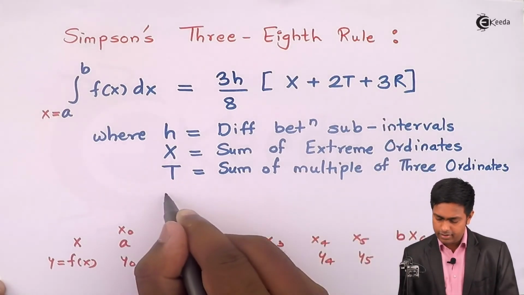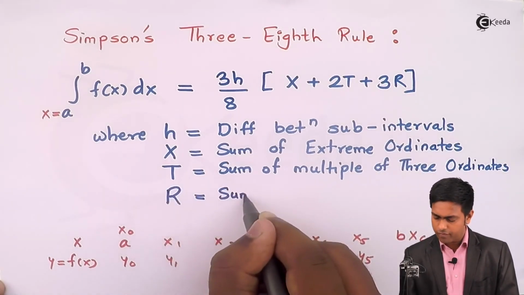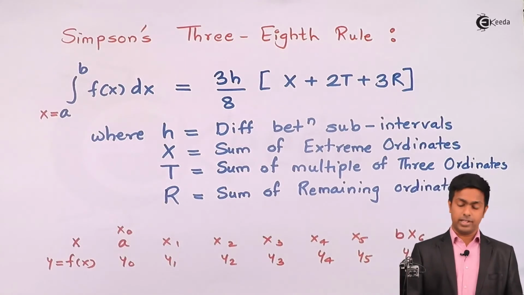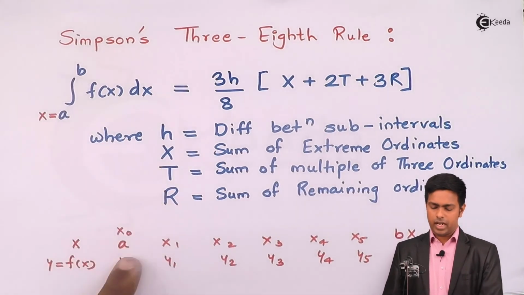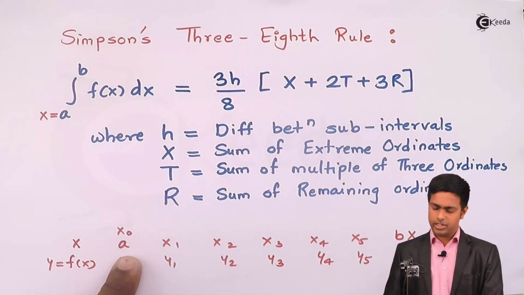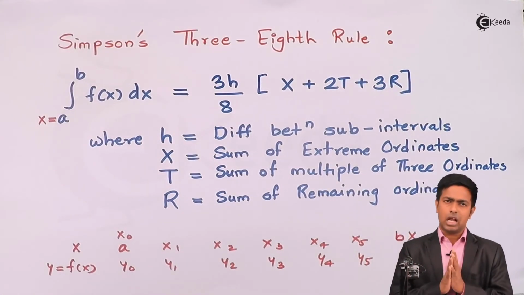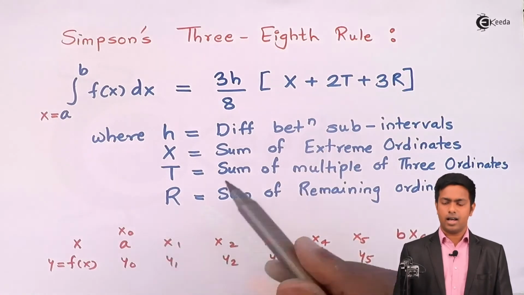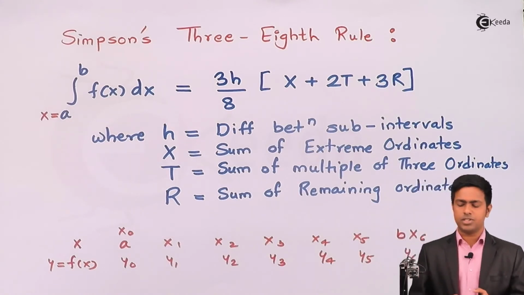And then in the end, r. It is nothing but the sum of the remaining ordinates. So guys, now it's very simple. With x I have removed the extreme ordinates, with t I have removed the multiple of 3 ordinates, and whatever ordinates are remaining, we add all of them and call it r. By putting the values of h, x, t and r in this formula, we can get the value of the definite integration by using Simpson 3/8 rule.